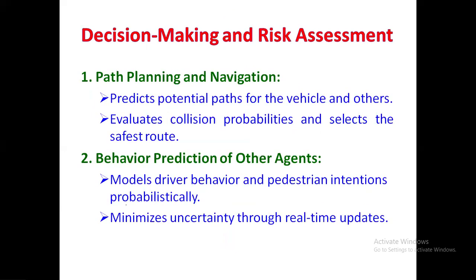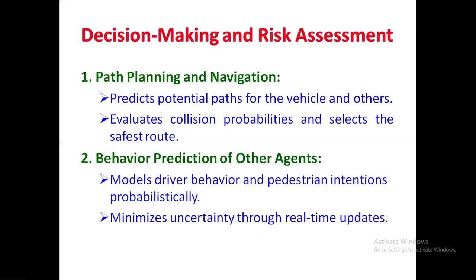Next, decision making and risk assessment. Path planning and navigation in the autonomous vehicle involves predicting the potential future trajectories of the autonomous vehicle and other surrounding agents such as vehicles, cyclists, and pedestrians. Given the uncertainty in the environment, the vehicle must evaluate the probabilities of different outcomes and select the safest and most efficient route, using probability models such as Markov decision processes, MDPs, and partially observable MDPs.